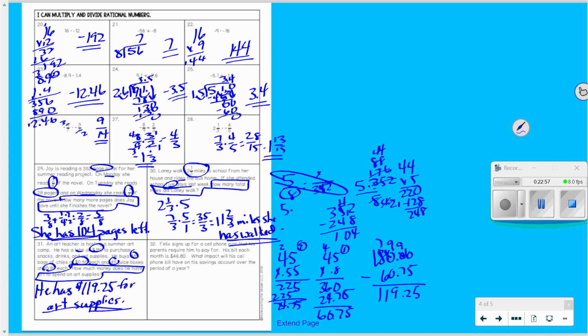Guys, don't forget that you get to do a reference sheet to help you. I would definitely write the rules down.